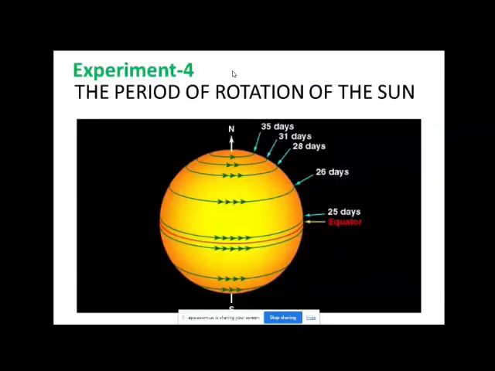So the fourth experiment is the period of rotation of the Sun. We know this is a gaseous giant, so the period of rotation is not fixed for every portion of the Sun. There will be an illustration. For the equator this is 25 days, and 35 days near the poles of the Sun. We can measure this from our home with our telescope, observing the sunspots.